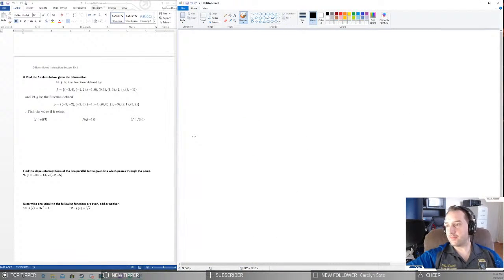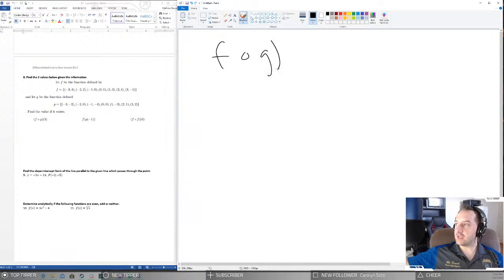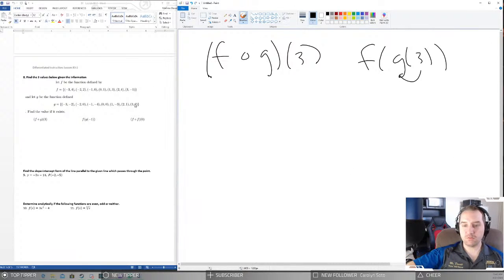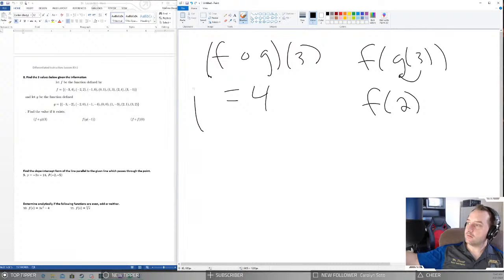All right. Number 8. It says find the 3 values below the given information. The first one is f of g of 3. Visualizing that, take 3 and plug it into G. If I take 3 and plug it into G, right here, it says 2. So G of 3 is 2, and now I get f of 2. I go over to where it's 2 for my f function, and that's 4. So it equals 4.